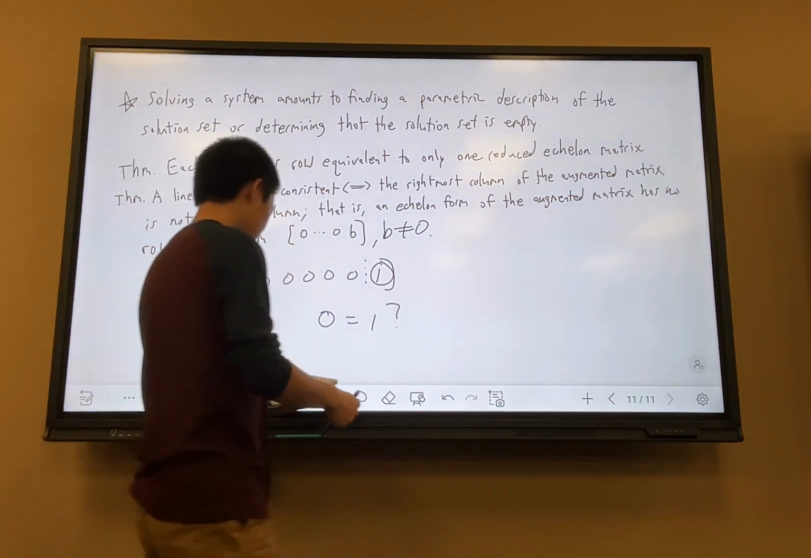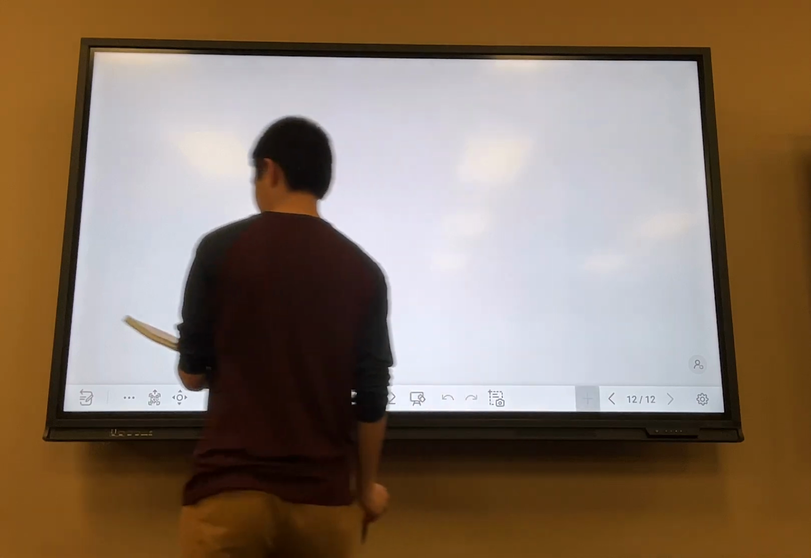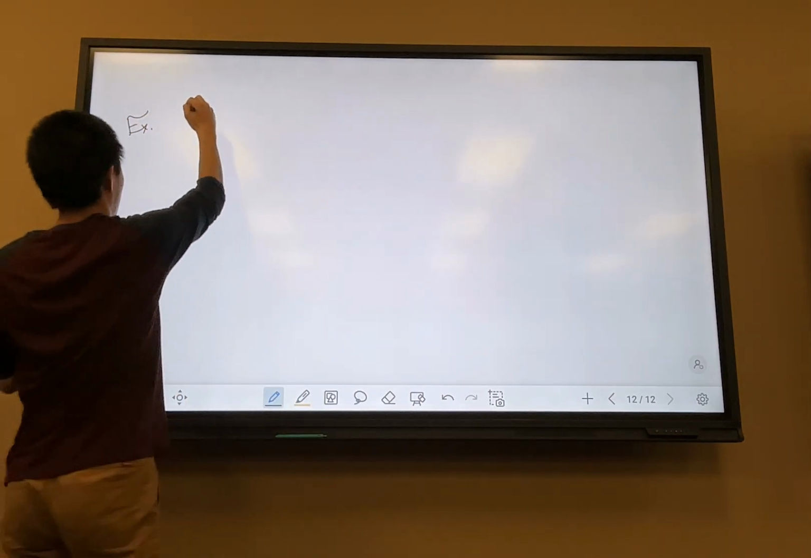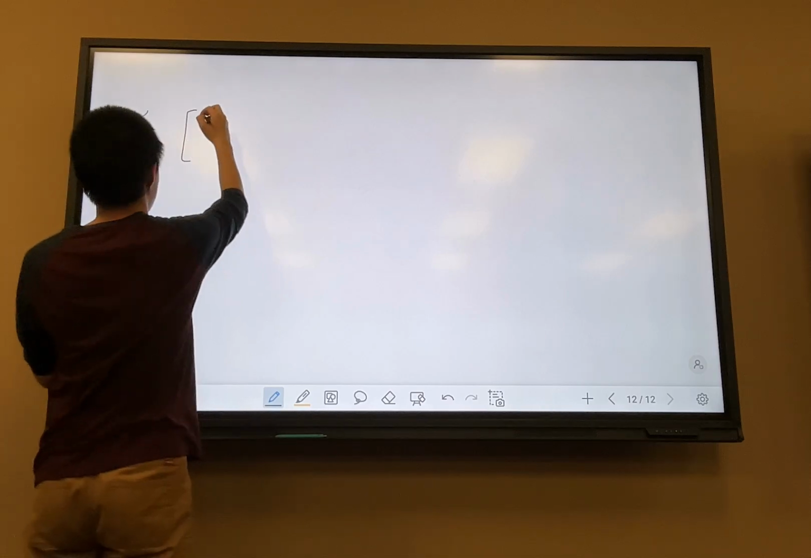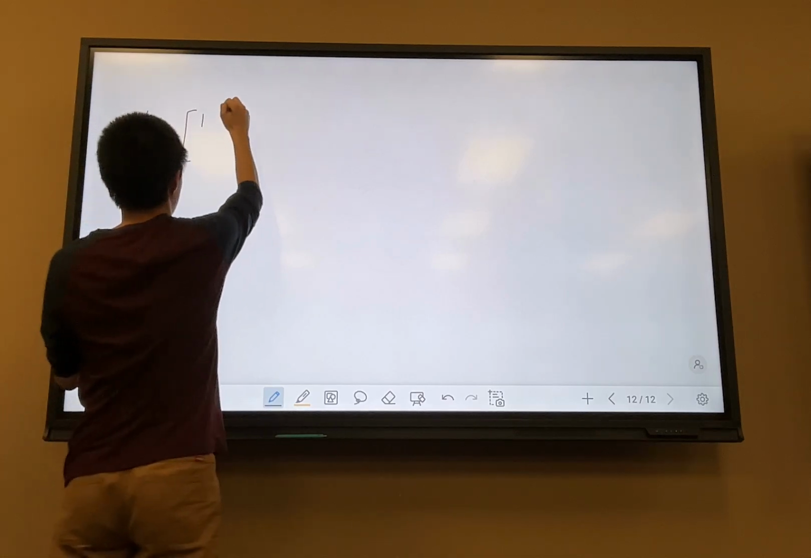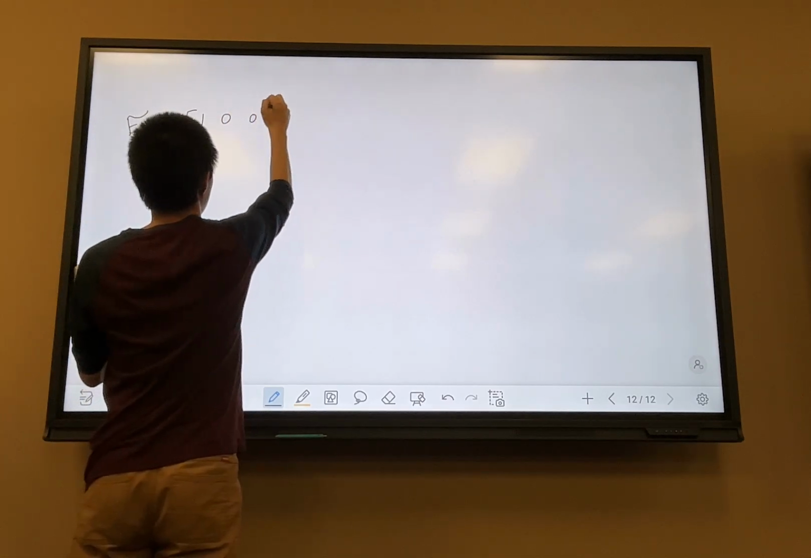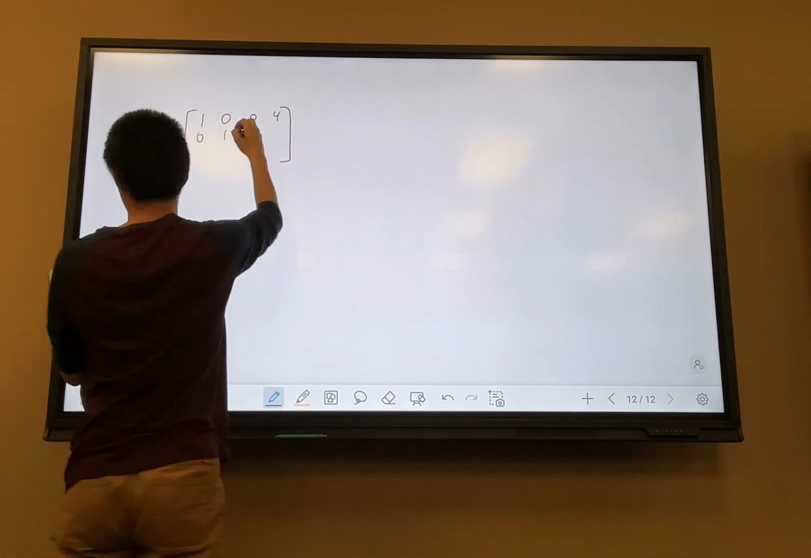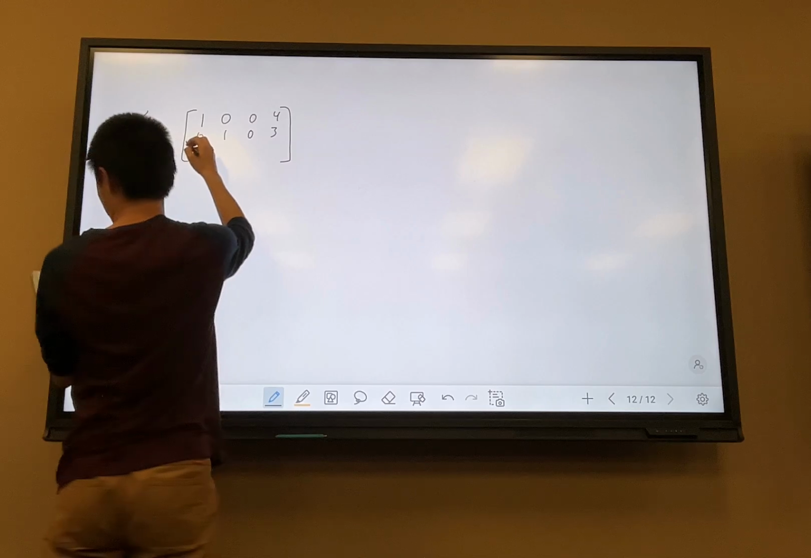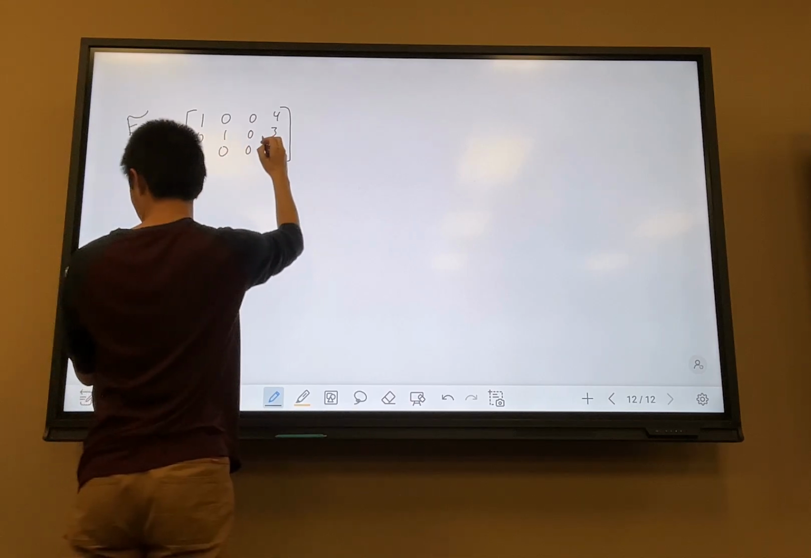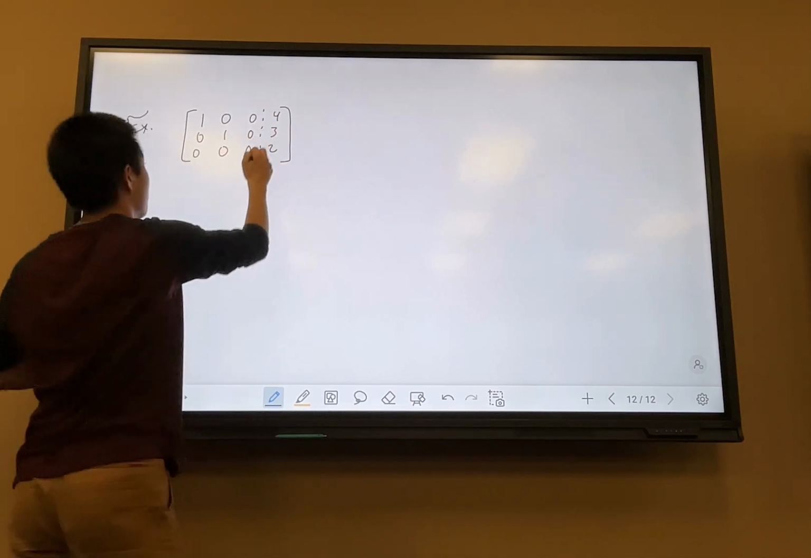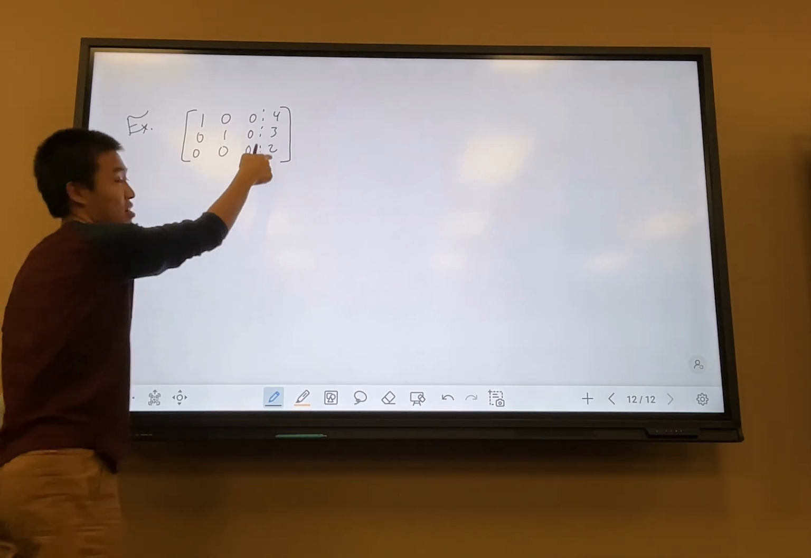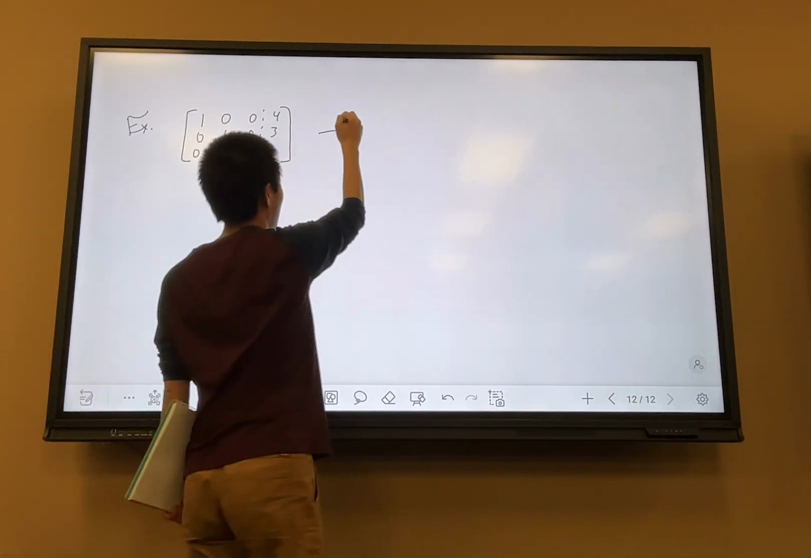So, we could do an example of that real fast. Suppose I had gotten a row reduced echelon form, 1, 0, 0, 4, and this is the augmented matrix of the system, 0, 1, 0, 3, 0, 0, 0, 2. So we have a row of the form zeros and then some non-zero number. So let's see what that actually produces.